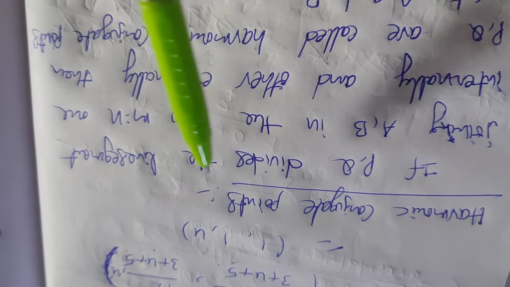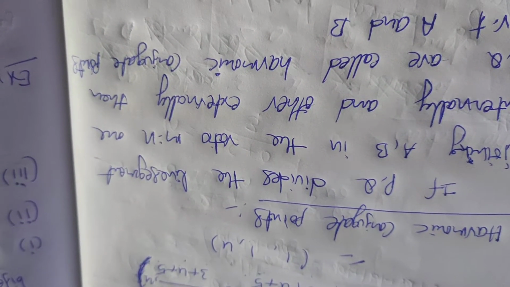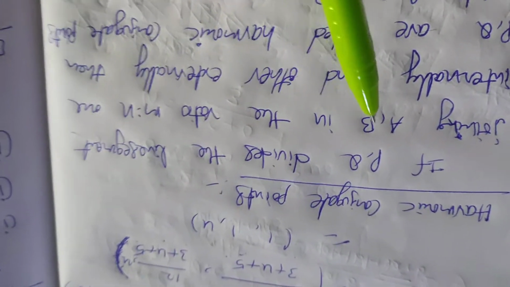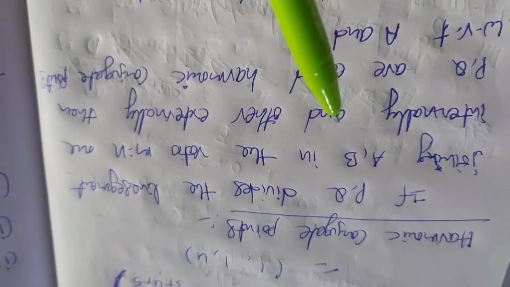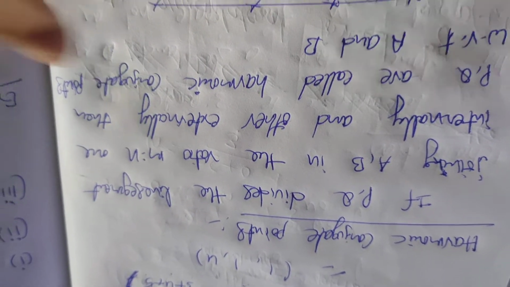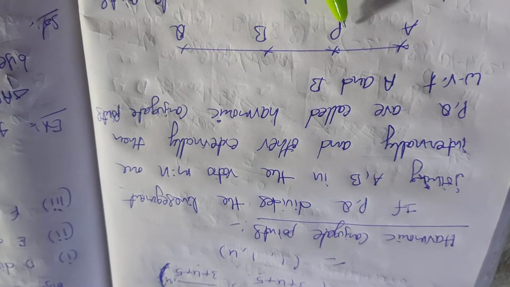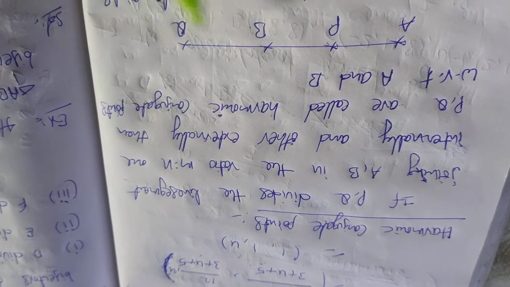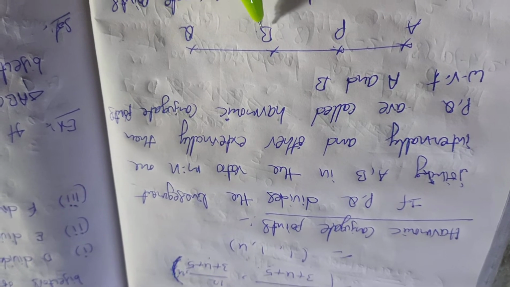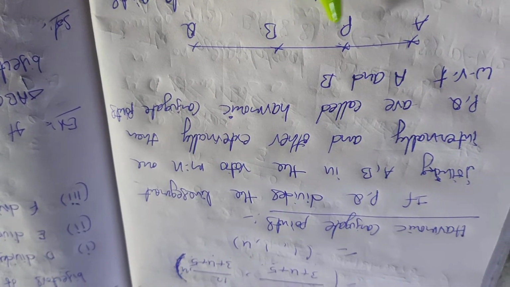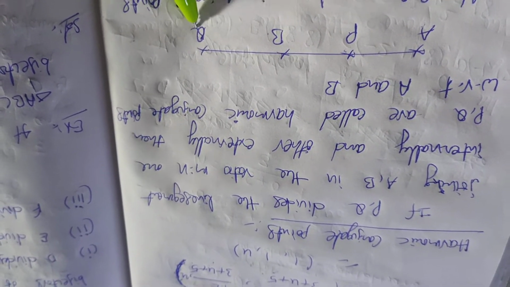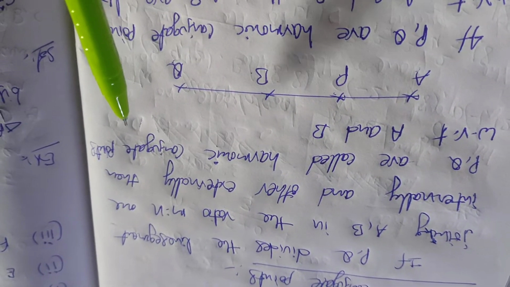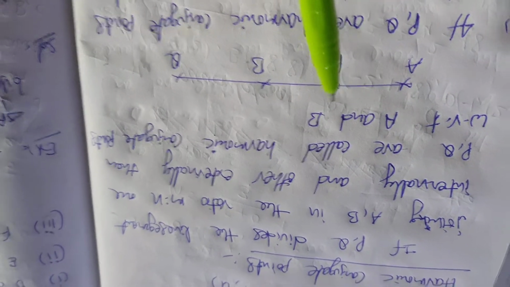Next one is harmonic conjugate points. Same as the formulas in 2D, same here also; just remember the concept. If P, Q divide the line segment joining A, B in the ratio m:n, that means P divides AB in the ratio m:n internally, and Q divides AB in the same ratio m:n externally. So one is internal, another one is external, with the same ratio m:n. Then P, Q are called harmonic conjugate points with respect to A and B.